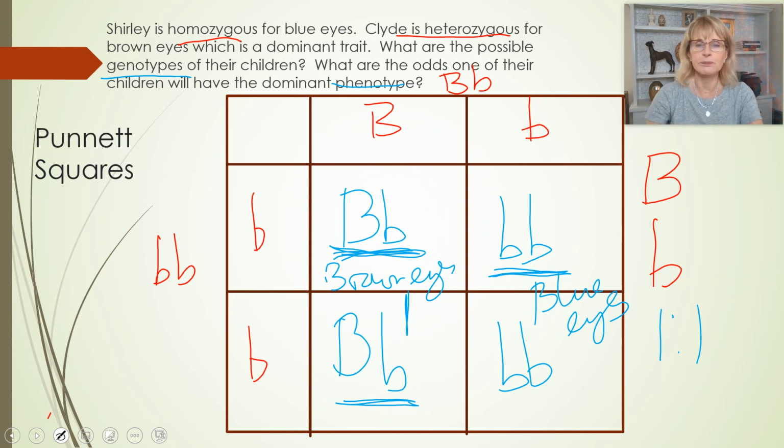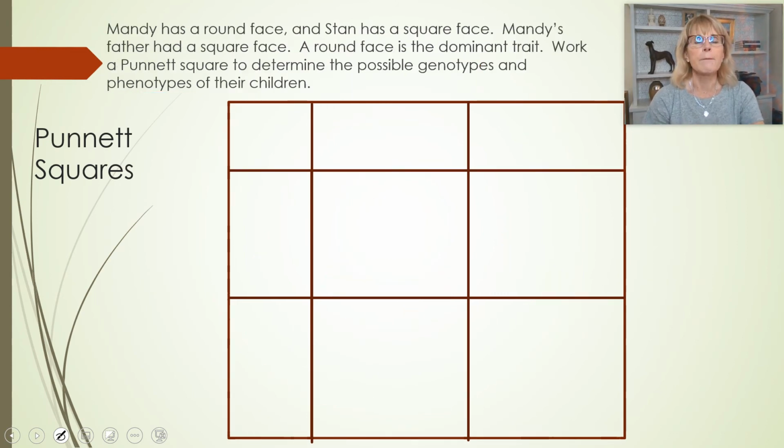Okay, let's do another one. Here we go. Mandy has a round face and Stan has a square face. Mandy's father had a square face. A round face is the dominant trait. All right, now make a Punnett square. So this is more complicated than the last one, a little more complicated because they didn't tell you whether Mandy was homozygous or heterozygous. But go ahead and pause me and try and work it out on your own because I'm about to do this one. Okay? Now, Mandy has a round face.